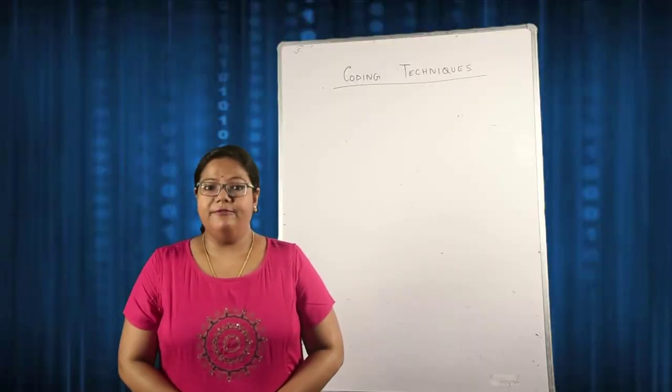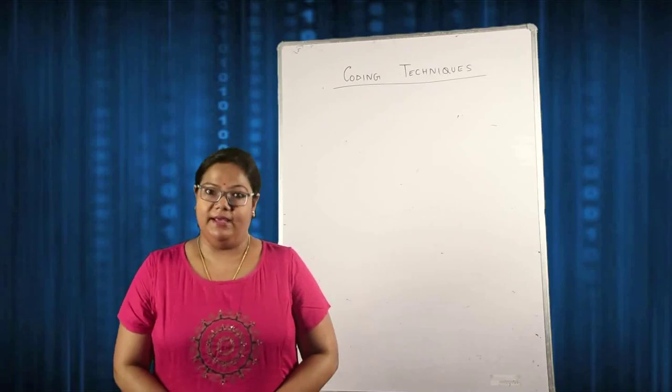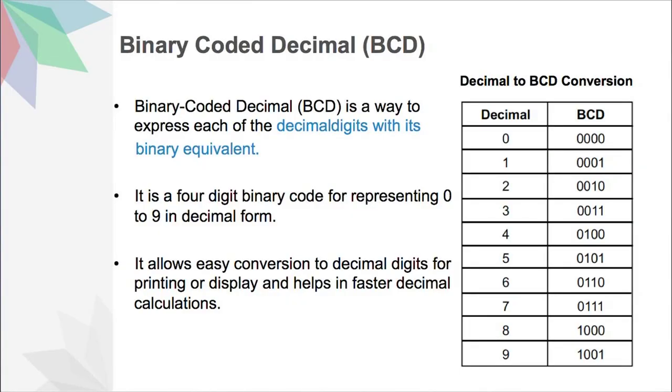Now, let us look at the first coding scheme, that is binary coded decimal or BCD. BCD is a way to express each of the decimal digits with the binary equivalent. It is a 4-digit binary code for representing 0 to 9 in the decimal form. If you look at the slide on the right hand side, you can see the decimal numbers 0, 1, 2, 3, and then their corresponding BCD form. This BCD form is the binary equivalent of the decimal numbers.